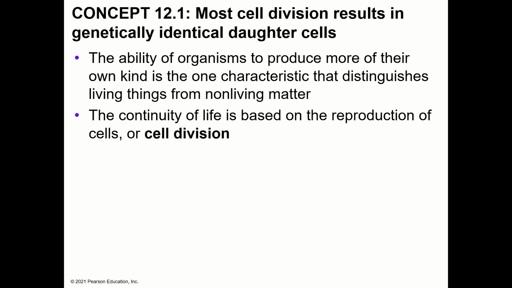Concept 12.1. Most cell division results in genetically identical daughter cells. The ability of organisms to produce more of their own kind is the one characteristic that distinguishes living things from non-living matter. The continuity of life is based on the reproduction of cells, or cell division.